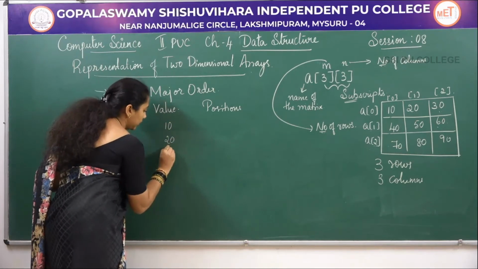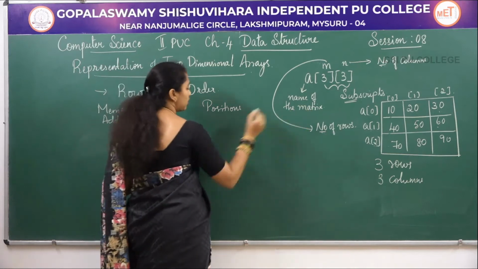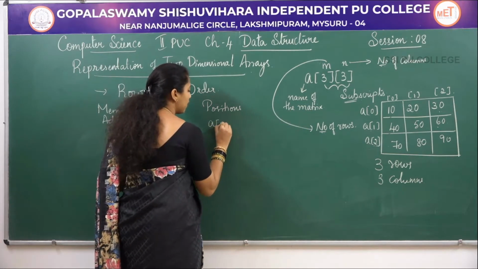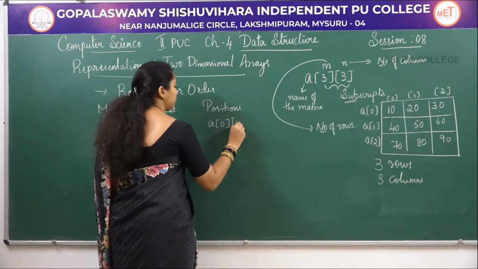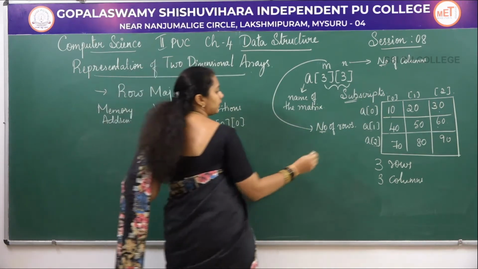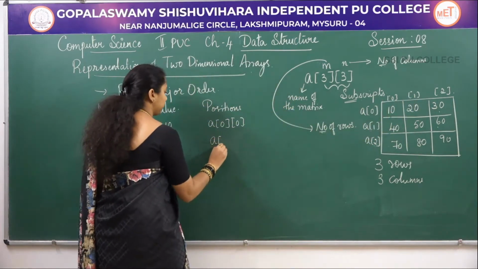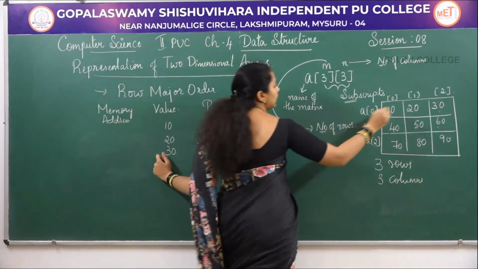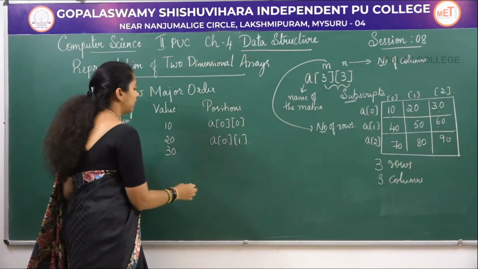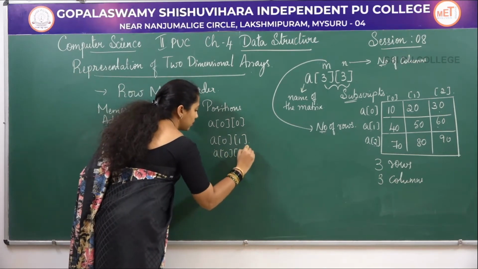So what are the positions of 10? The position of 10 is A of 0, 0. What about 20? A of 0, 1. What about 30? A of 0, 2.